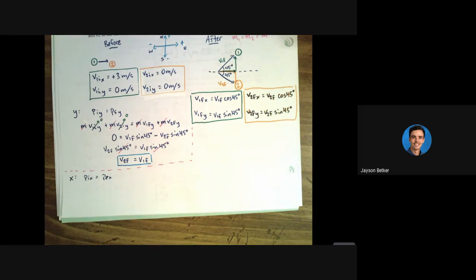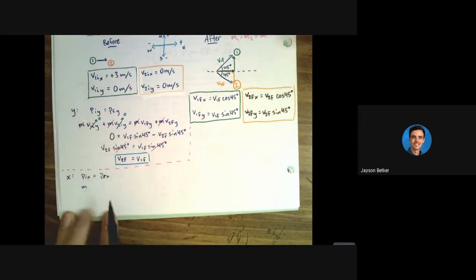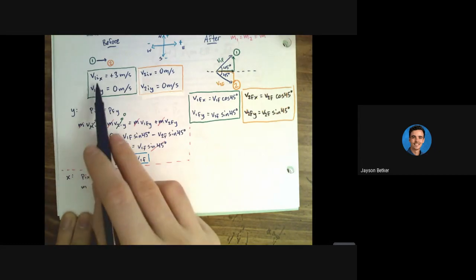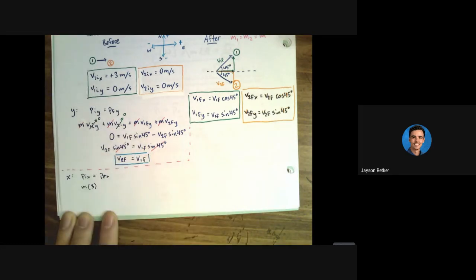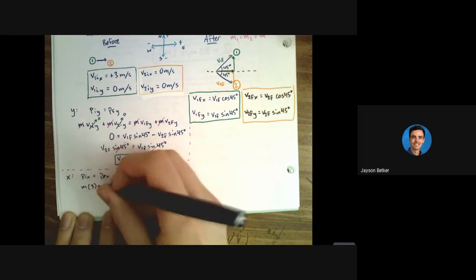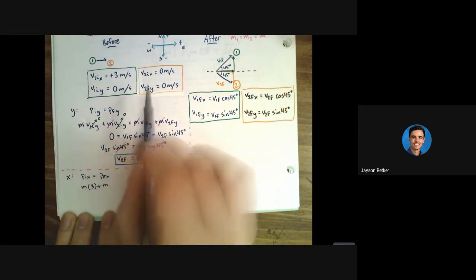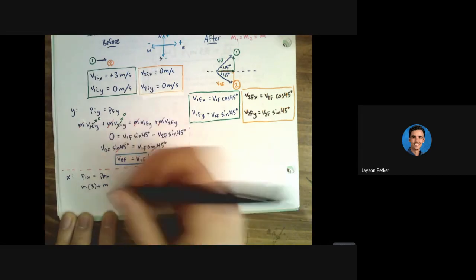Now, let's do the same thing here. M times, I'm just going to, because I'm running out of room here, my V1I is going to be X. So V1IX is equal to 3. Okay, and then plus M, and this is of billiard ball number 2 now. So that would be, instead of V2IY, it's going to be V2IX, which is 0.